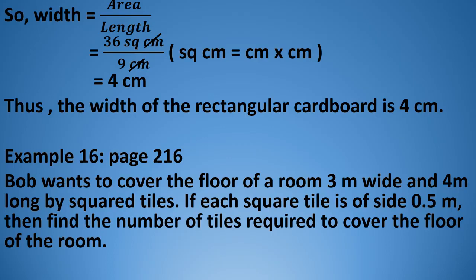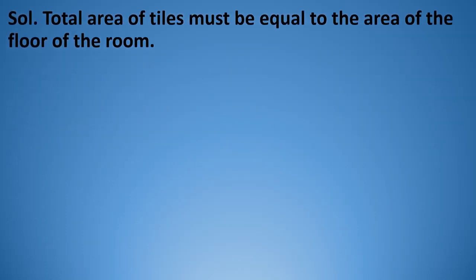So when we are doing any work on the complete portion, the complete area, not only on the boundary, that means we will find out the area now. Okay. So the total area of tiles must be equal to the area of the floor of the room, because we have to apply tiles on the floor. Okay, what is the area? Whatever is the area of the floor, that is the area of the tiles also, isn't it?